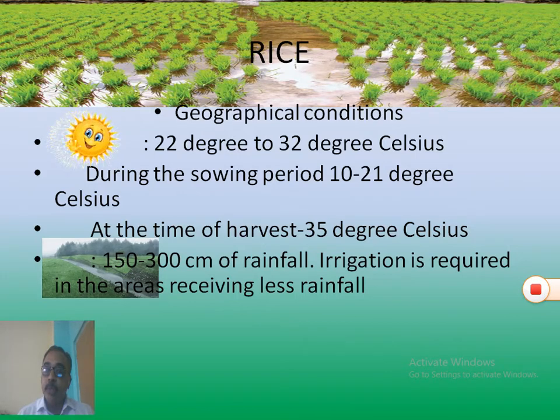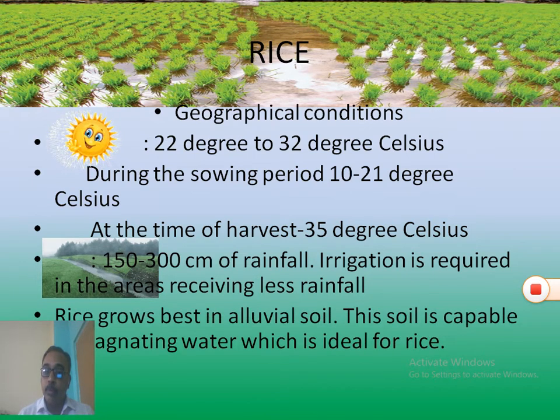150 to 300 centimeters. Now, this is only possible in the tropical region where we receive a heavy amount of rainfall, also high temperature. Now, what type of soil? As we know, rice requires a lot of water, so the soil also should be one which can stagnate water for a longer period of time. So rice grows best in alluvial soil, and that is the reason, if you see the distribution, in the coastal areas and along the northern plains, where we find alluvial soil, rice grows over there.